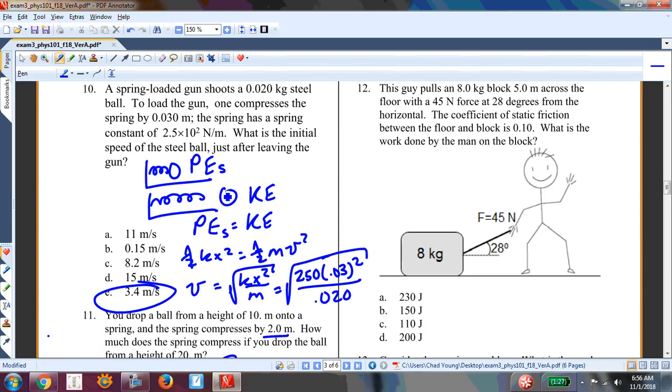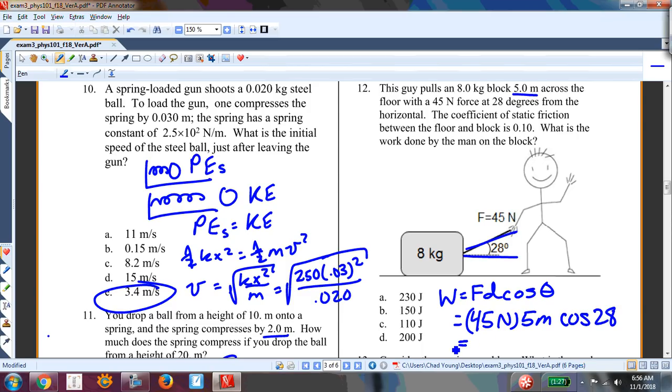Here's a series of questions. What is the work done by the man on the block? Work is F d cosine theta. The force is 45 newtons. The distance is 5 meters. And the angle between the force and the displacement is 28 degrees. So, straightforward application of our definition of work. I get 198, or 200 joules. Number 12 is D.